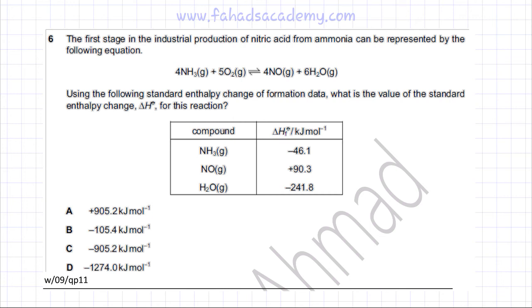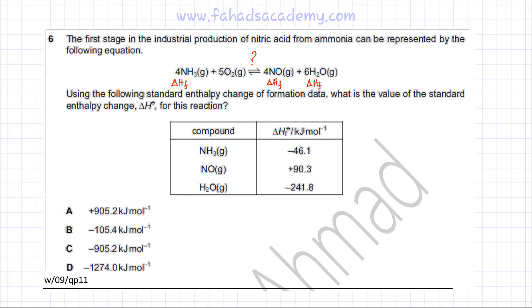So, you need to find the enthalpy change for this reaction. This needs to be calculated, and the information that's provided to you is the enthalpy of formation of NH3, the enthalpy of formation of NO, and the enthalpy of formation of H2O. So the data that you have with you is known: the enthalpy of formation of NH3, the enthalpy of formation of NO, and the enthalpy of formation of H2O.